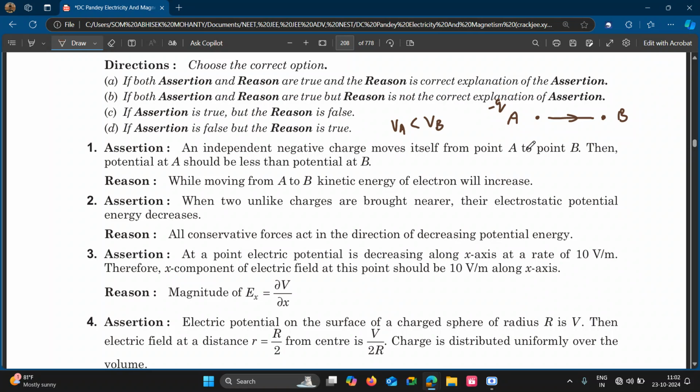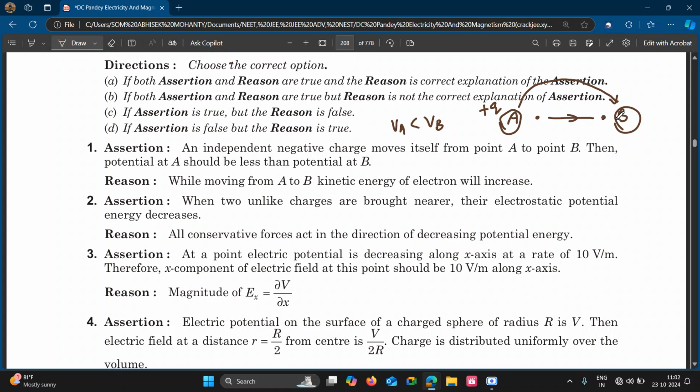So first of all, negative charge is moving itself from A to B. Suppose it was a positive charge, because we are familiar with positive charges. If a positive charge is moving from A to B, what does it mean? It means that A is at higher potential and B is at lower potential. That's why the positive charge is moving from A to B.